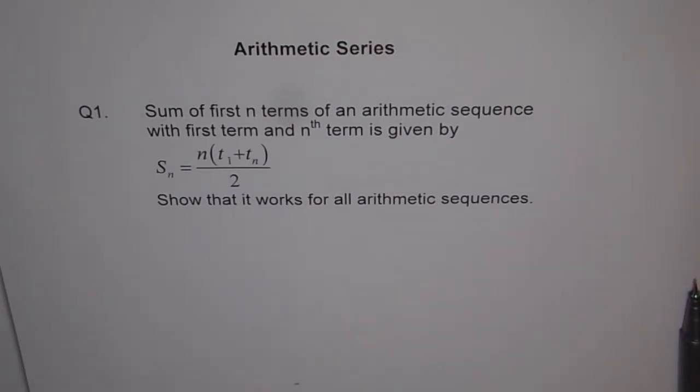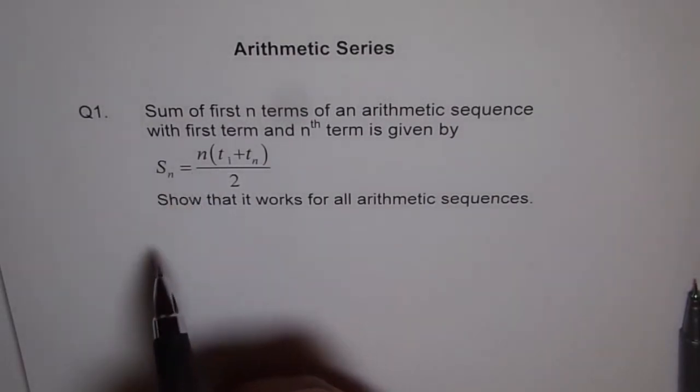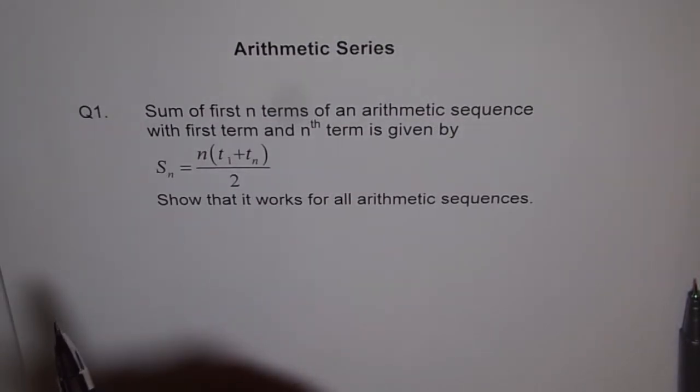Question number 1 says: the sum of the first n terms of an arithmetic sequence with first term and nth term is given by S of n equals n times (t1 plus tn) divided by 2. Show that it works for all arithmetic sequences. So that's the type of question I have here. We know that the sum of the first n terms of an arithmetic sequence is given by this formula. Now the idea here is to understand the formula.